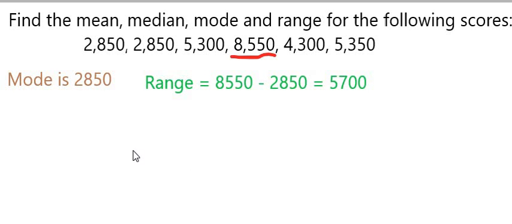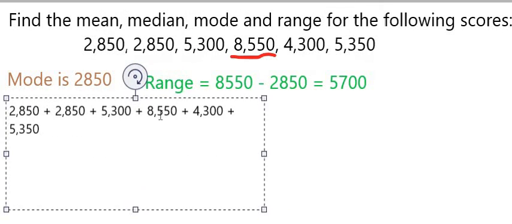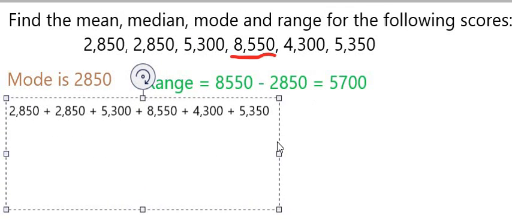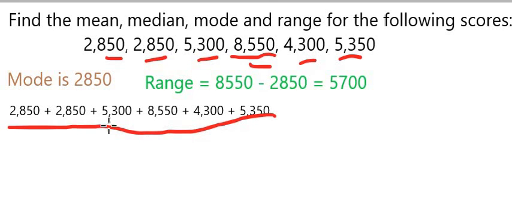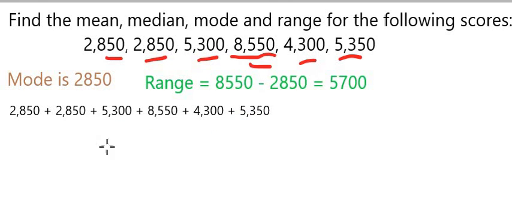The mean, or the average, we have to take the numbers and add them all up and then divide by how many numbers there are. So if I were to count them all, there's 1, 2, 3, 4, 5, 6 numbers here. So I need to take all the numbers, add them up first, and then divide by 6.